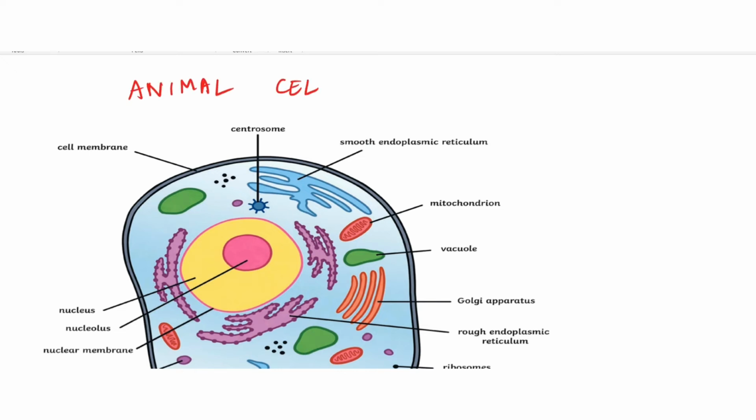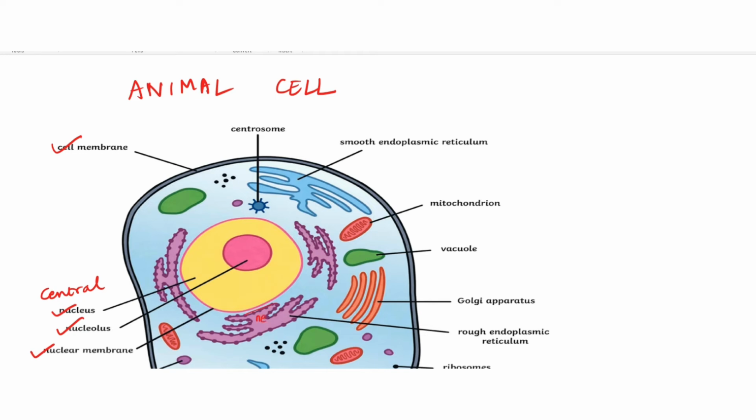And quickly let's discuss the organelles we can spot here. First of all, we have the cell membrane, the outermost covering. Next, we have the central nucleus, and inside the nucleus, we have a nucleolus, which is the rounded body present inside the nucleus, and this nucleus is covered by a nuclear membrane.